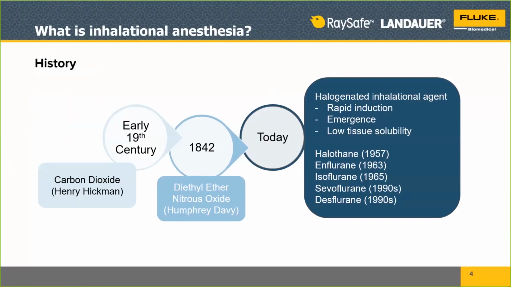Today, what we've moved towards are halogenated inhalational agents, and the reason why those are being used are for their rapid induction, for their emergence, and for their low tissue solubility. Those three things have made them the anesthetic of choice. As we go through the timeline here, as they get released, halothane was released in 1957, and enflurane was released in 1963. Both of those have gone out of preference. Halothane because of halothane hepatitis and how that can happen in its administration, and enflurane can also cause epileptic convulsions. So both of those have almost gone out of preference, but isoflurane, sevoflurane, and desflurane are all currently used. They're the most common. But those are the five anesthetic agents that are still being used today.